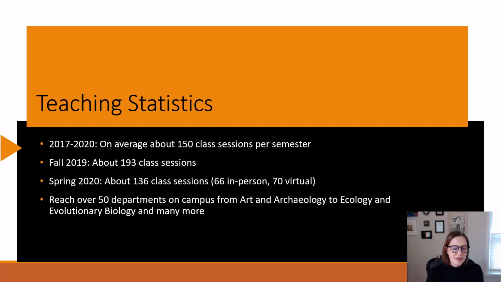And then during the following spring semester, teaching continued with 66 classes in person and then 70 virtual classes after closing. The courses at the Art Museum are from a wide variety of departments and concentrations on campus. We've reached over 50 departments so far, including everything from art and archaeology to ecology and evolutionary biology and many more.